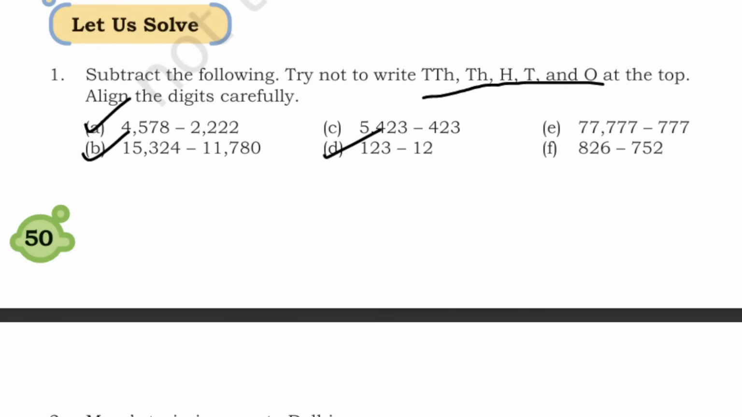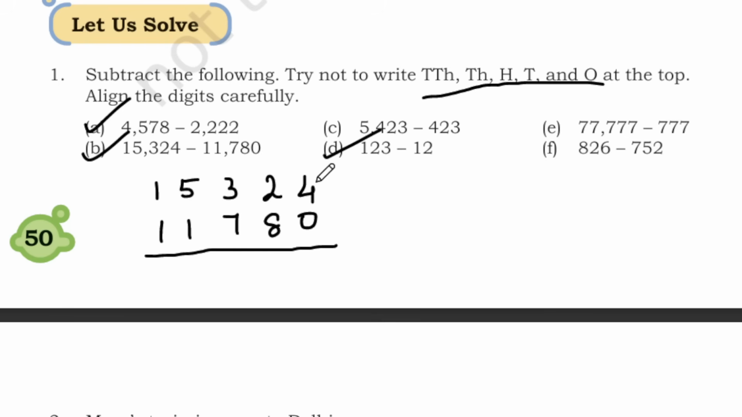Okay. So let's erase this. Okay, next I'm going to do B, which is 15,324 minus 11,780. Okay, so I'll write here 15,324 minus 11,780.